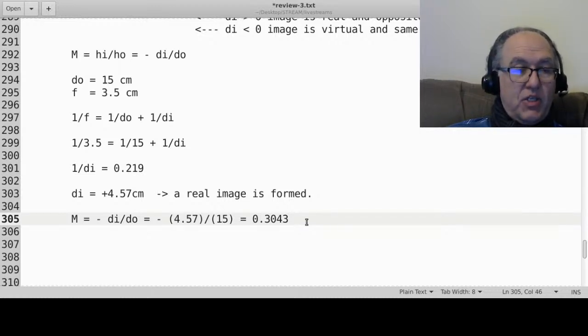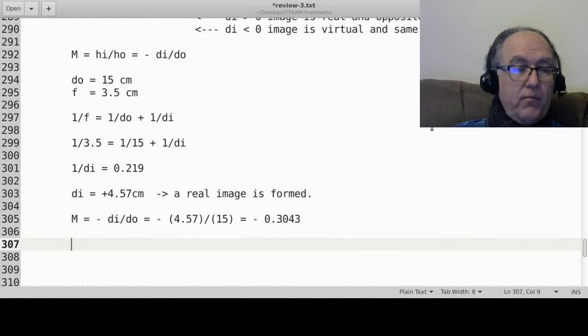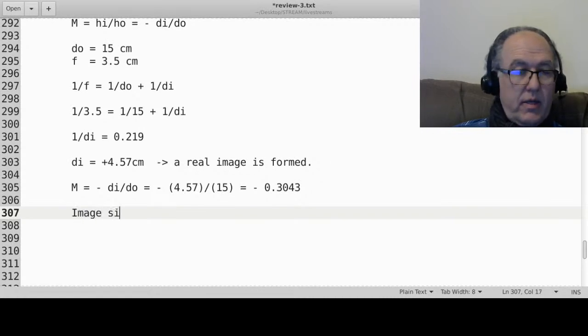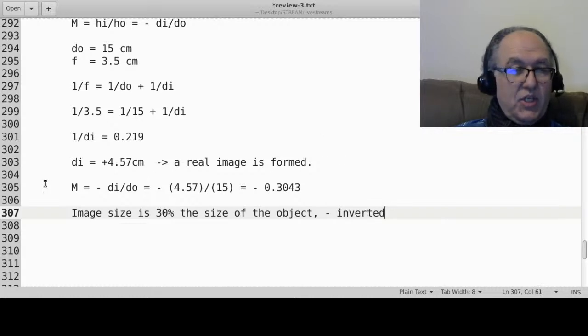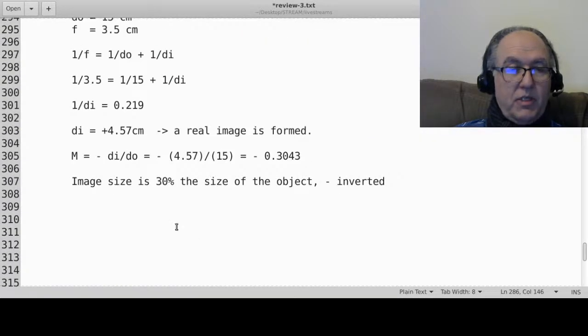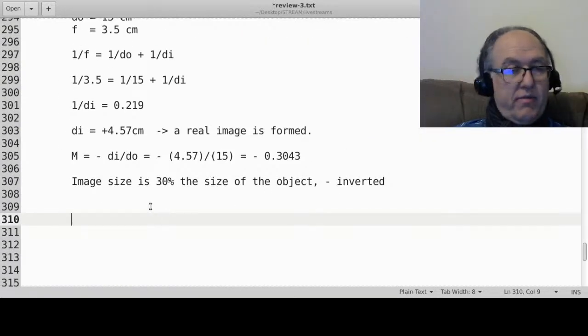Okay, there it is. So the image is negative, slightly smaller. So now what? The image size is 0.3. It's like 30% the size of the object. And the negative means that it's inverted. So the image is actually inverted. All right, so that answers this part: how is the image oriented with respect to the object? The object is upright and the image is inverted.